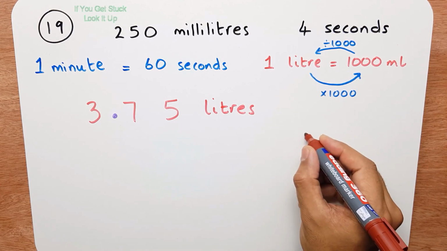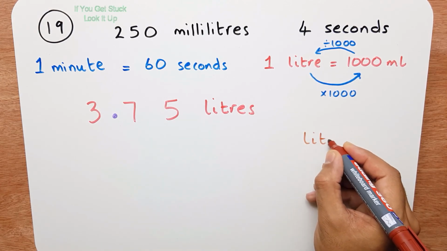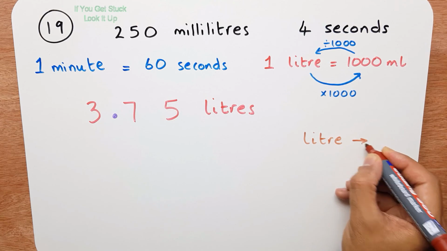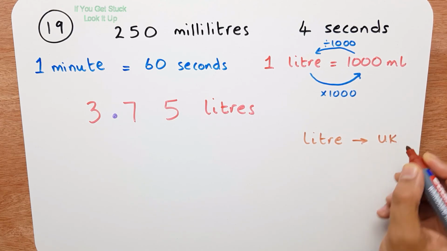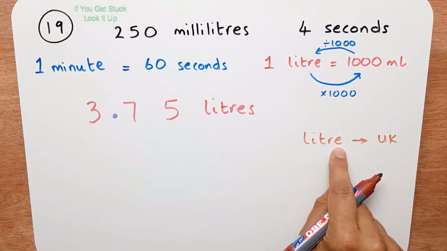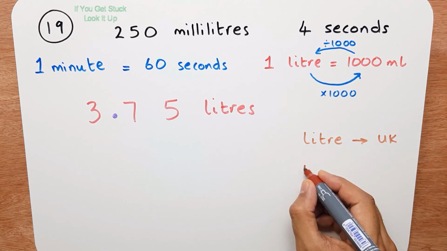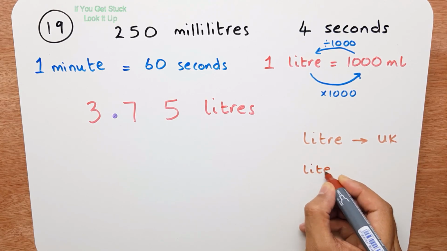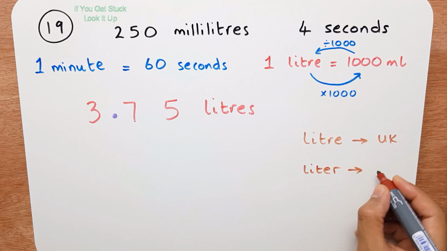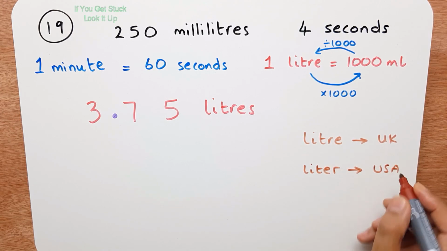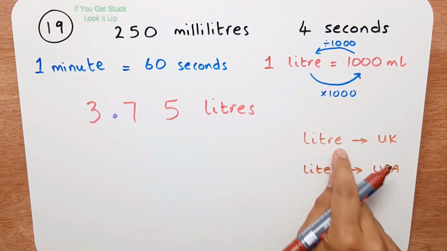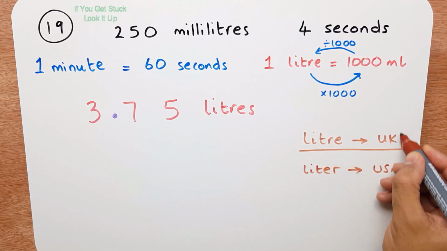And let me just point out the spelling. In the UK, we use litre like this. And in America and some other countries, they use the word liter like this. ER instead of RE. And this is the spelling that we want.